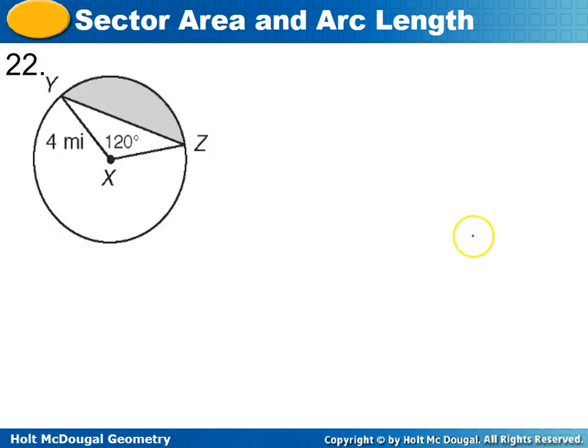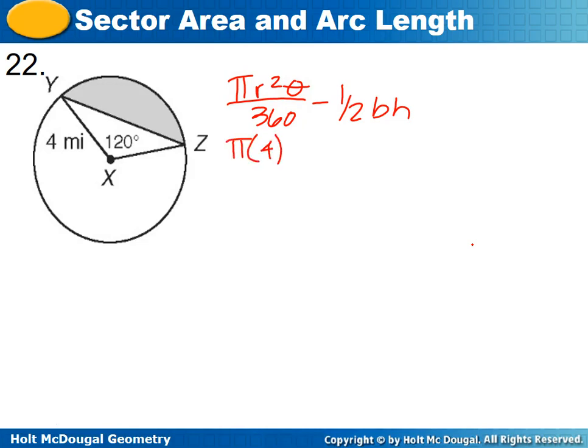All right, last problem is the one with 120 degrees. So here again, we're going to do pi r squared theta over 360 minus 1/2 base times height. So we're going to do pi times 4 squared times 120 over 360. Sorry, can't write today, apparently.